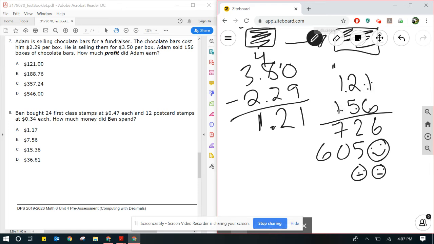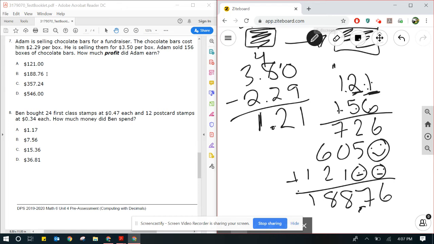I take 1 times 1 is 1. 1 times 2 is 2. 1 times 1 is 1. I add: 6, 7. 7 plus 1 is 8. 6 plus 2 is 8. I'm making, put my decimal in. I have 1, 2 decimal places. So this is my decimal. So that makes, I'm making $188.76. So that is right here, $188.76.